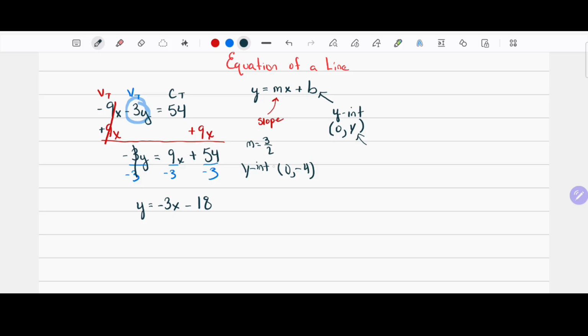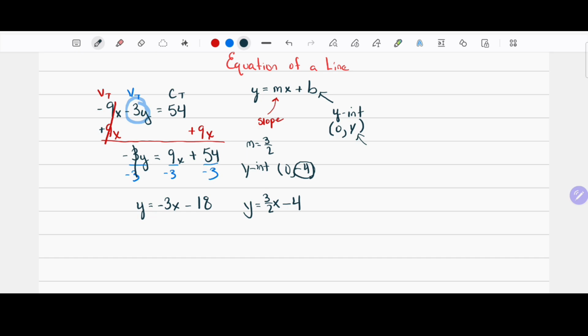I could just plug that information right into this equation. That equation would be y equals m, which is 3/2, and right beside m is the variable x. And because my y-intercept is (0, -4), I only have to write that part, so I could say minus 4. Simple as that. So if you have the slope and a y-intercept, there's no problem.